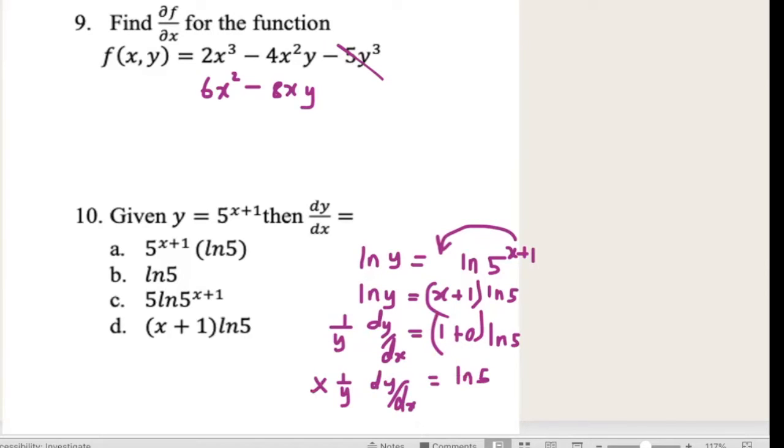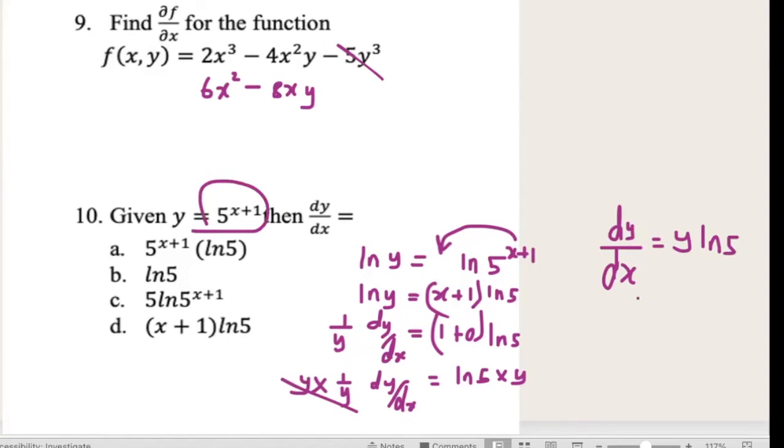And then get rid of the 1 over y, so we multiply both sides by y. So this cancels, so we have dy over dx is equal to y ln 5, but y is 5 to the power x plus 1. So I have 5 to the power x plus 1 ln 5.